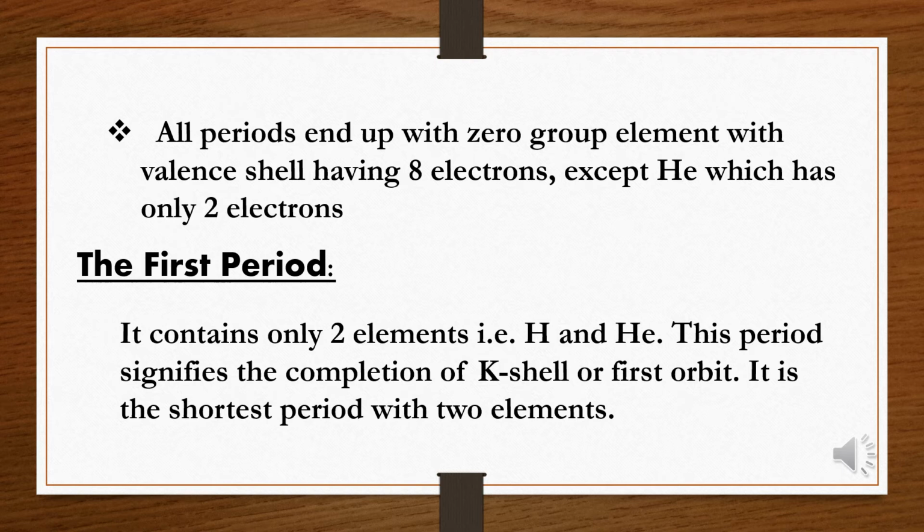Now moving towards the periods. First period. It contains only 2 elements, hydrogen and helium. This period signifies the completion of the K shell or first orbit. There is only one shell in the hydrogen element and one shell in the helium element. It is the shortest period with 2 elements.